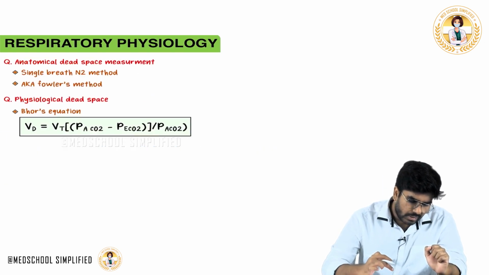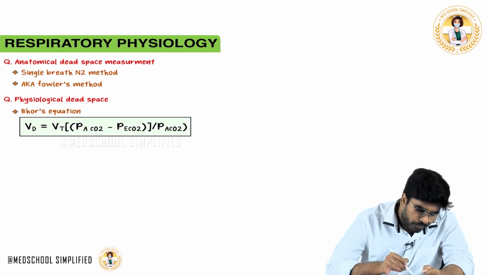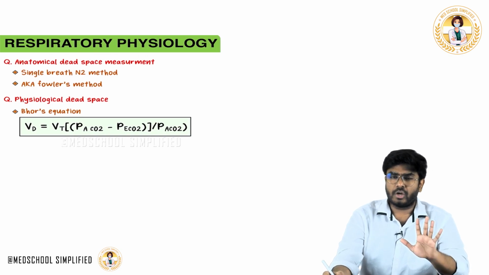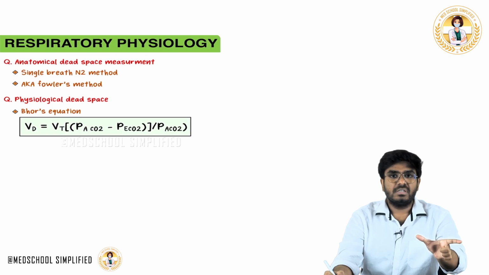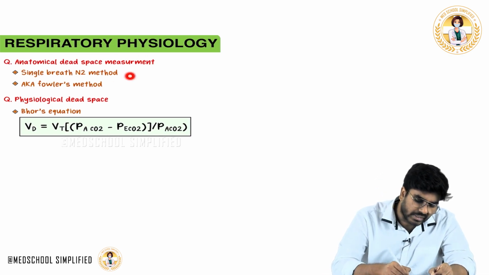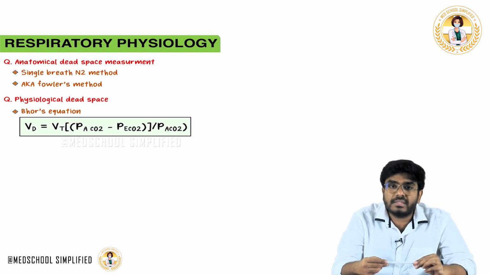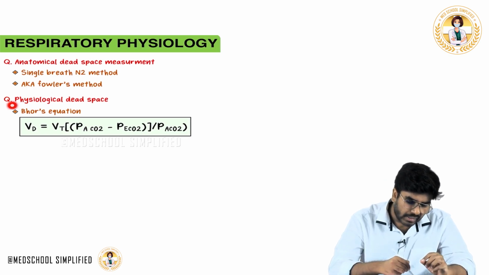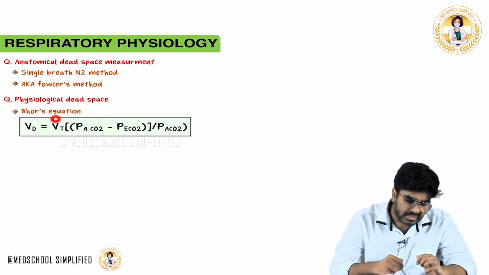Now let's see some important questions which will come in your exam. How to calculate the anatomical dead space? We know anatomical dead space is 150 ml, but there is a method with which it is calculated. The name of this method is the single breath nitrogen method, which is also called Fowler's method. And for calculating the physiological dead space there is an equation called Bohr's equation.